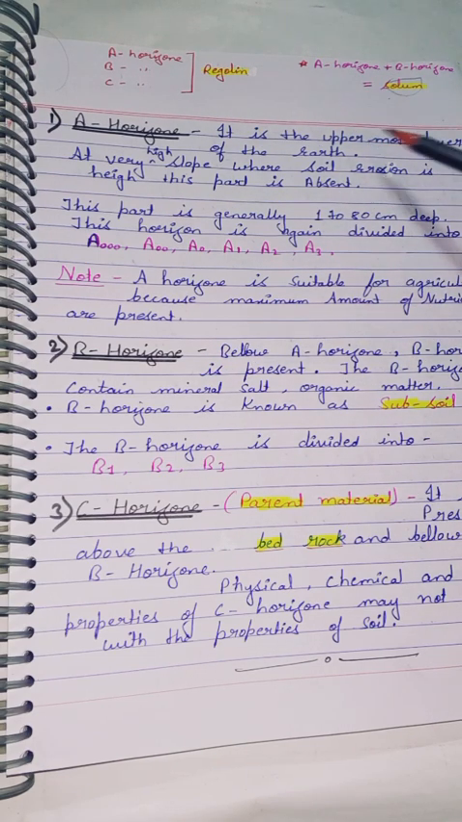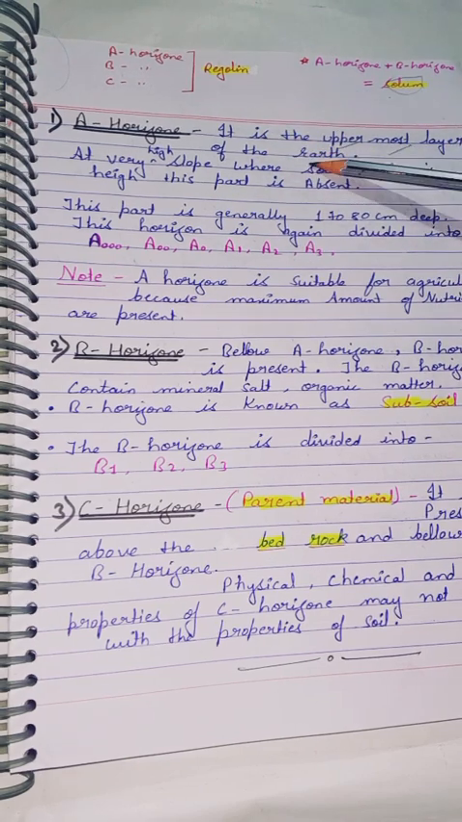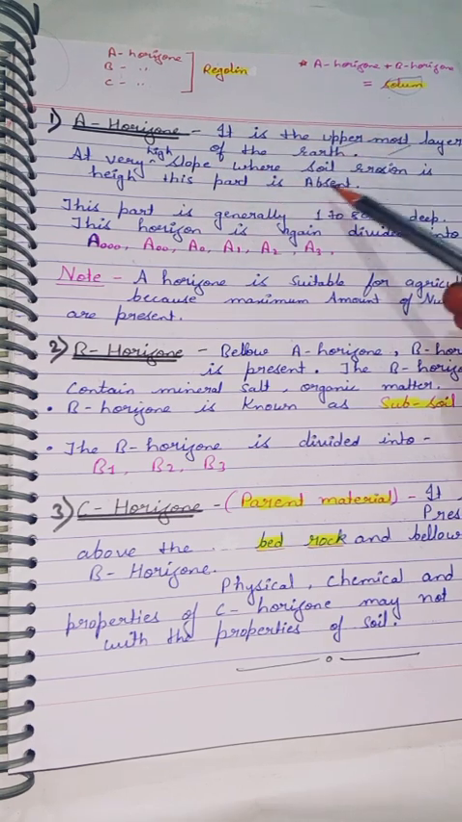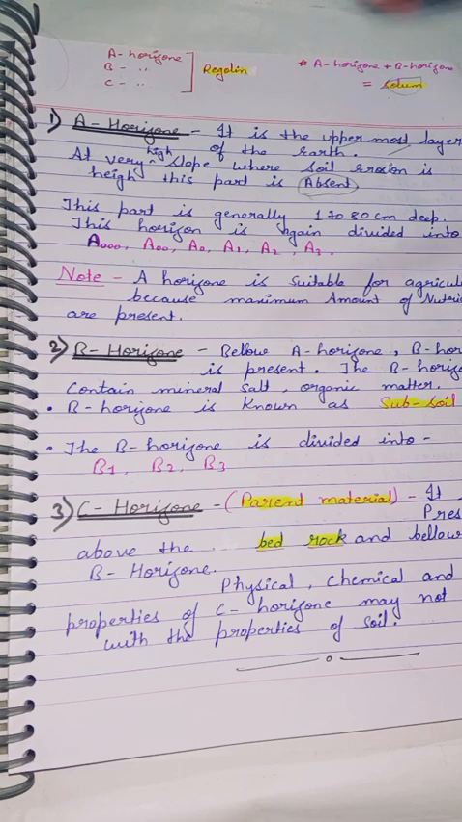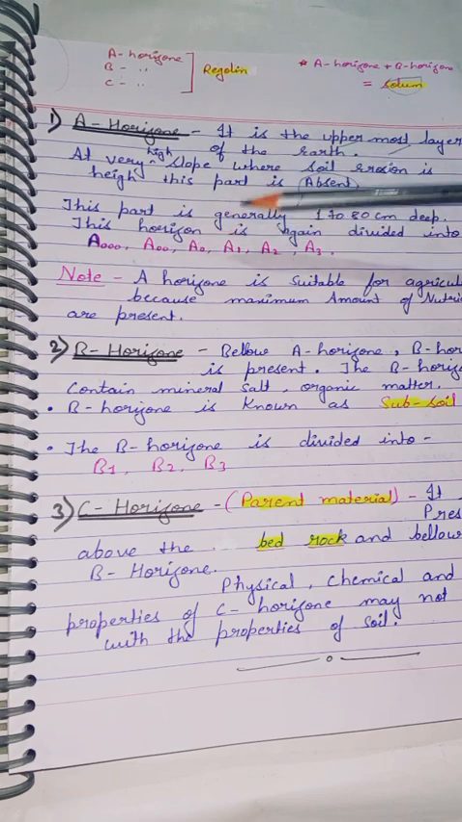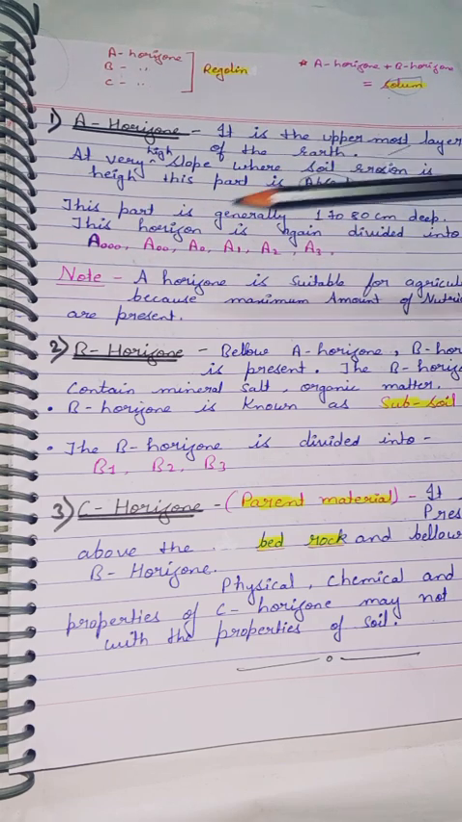A horizon is the uppermost layer of the earth. At very high slope, when soil erosion is high, this part is absent. This part is generally 1 to 80 centimeters deep. This horizon is again divided into A triple zero, A double zero, A0, A1, A2, and A3. Note that A horizon is suitable for agriculture because a maximum amount of nutrients is present. So this A horizon is very important for our agriculture.